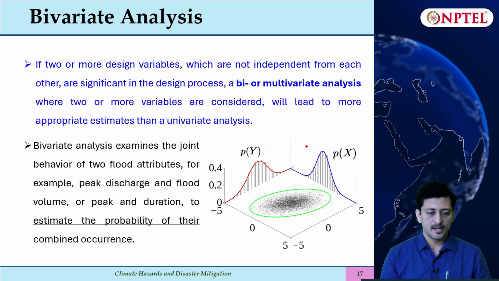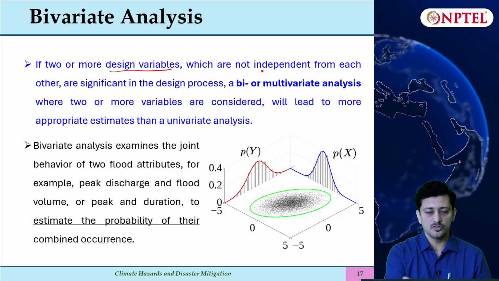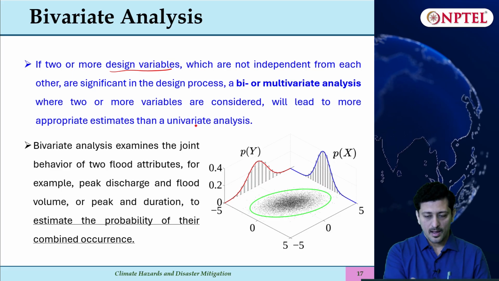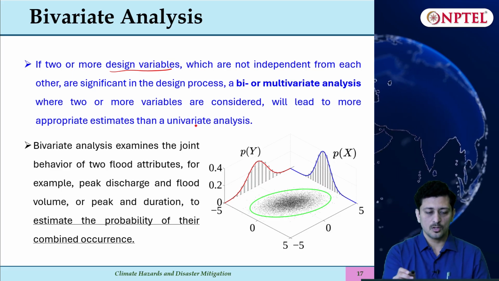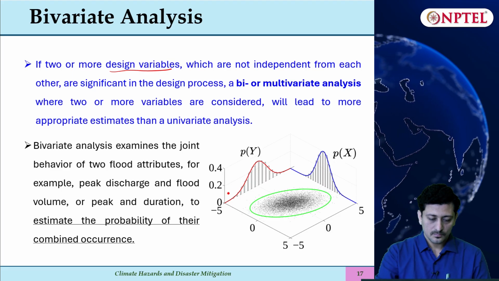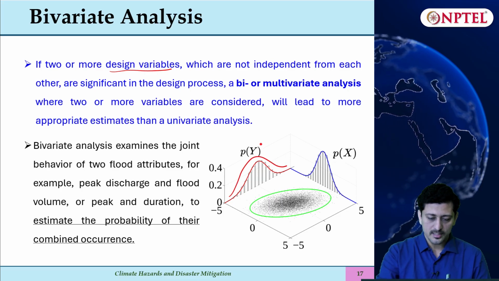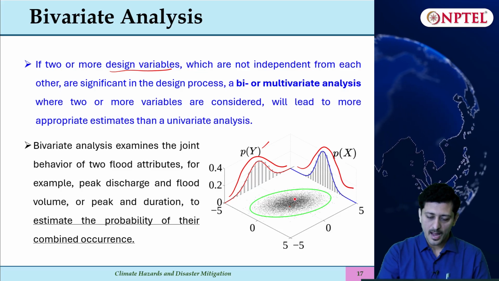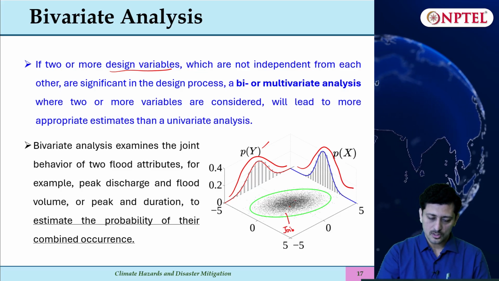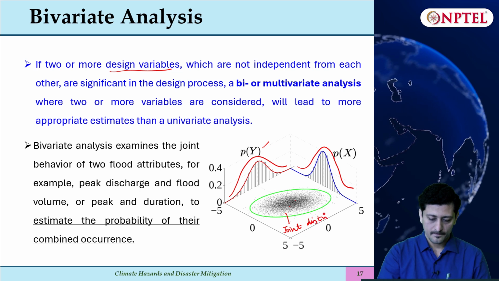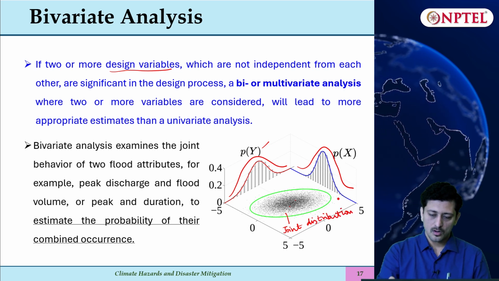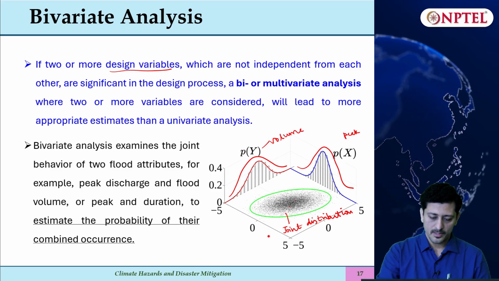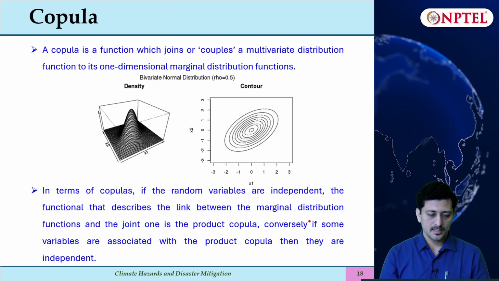So in bivariate analysis, we have two or more design variables which are not independent and are significant in the design process. So we consider them, which will lead to more appropriate estimates than the univariate analysis. You can see that this red one is the marginal probability distribution of your variable y, the blue one is the marginal distribution of x, and these black dots combine to represent the joint distribution of x and y. So your x variable can be peak, y variable can be volume, and they can be represented as a joint distribution in the bivariate setup.